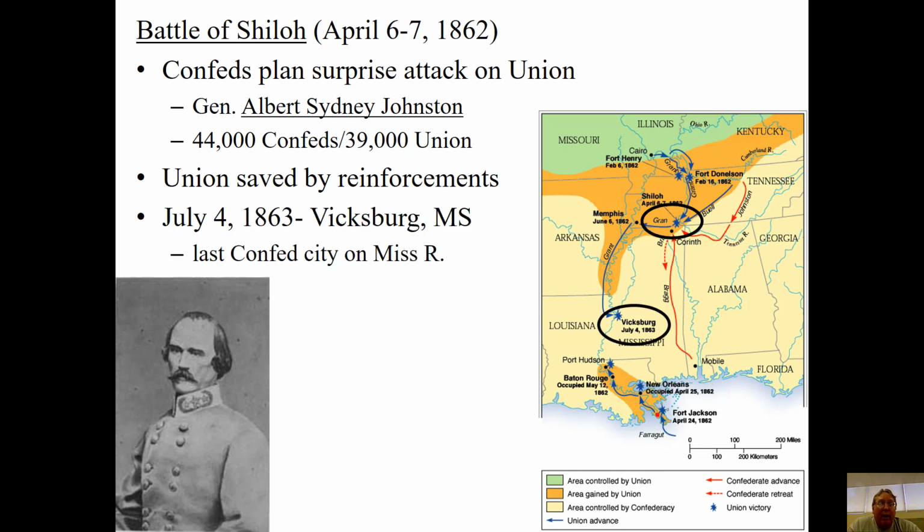Over the next few months, Grant is able to move all the way down along the Mississippi River to the border between Mississippi and Louisiana. The only thing standing in his way is a town called Vicksburg, which has been turned into a Confederate fort. It dominates the Mississippi River in that area. Grant lays siege to that town for about a year.